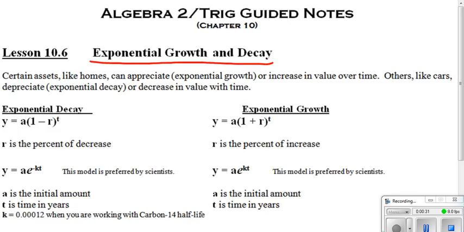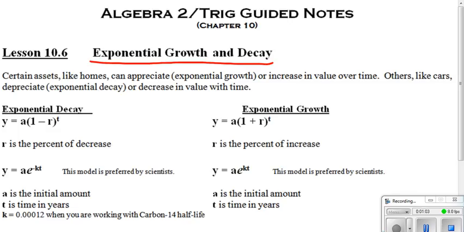So, in general, in a real-life situation, we would say that certain assets like homes, so your home, would appreciate in value. And what appreciate means is its value increases over time. Your home is worth more today than it was 10 years ago, in general. Other things like cars depreciate in value. So that's exponential decay, which means over time, cars will decrease in value. If you've got a car that's 5 years old, it's worth less now than it was 5 years ago. New cars are worth more than used cars. That's not anything new. We should all already get that.